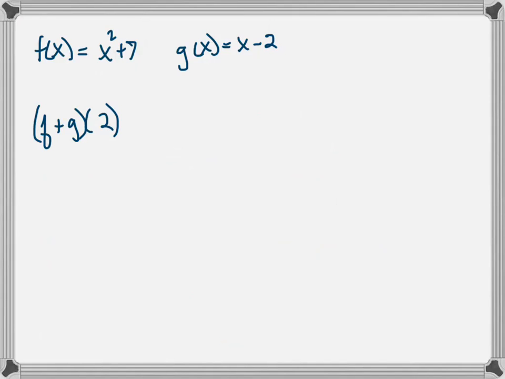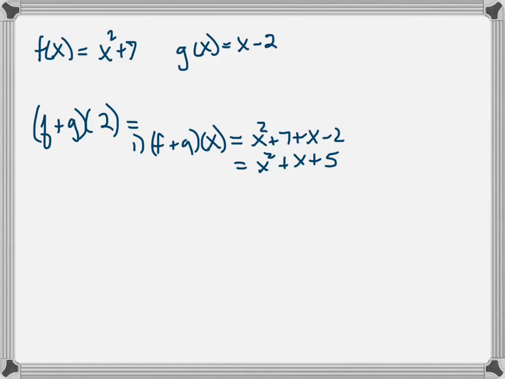I'm going to first of all do it in the notation that it's in. So to do that, my first step is to find f plus g at x, which is x squared plus 7 plus x minus 2. And then adding our like terms, we get x squared plus x plus 5.